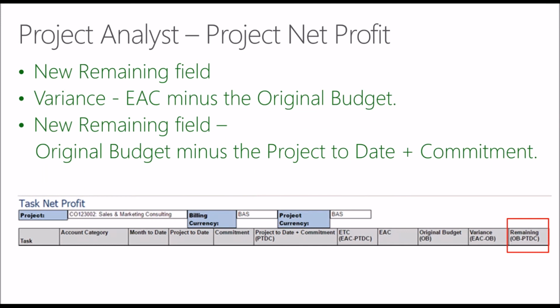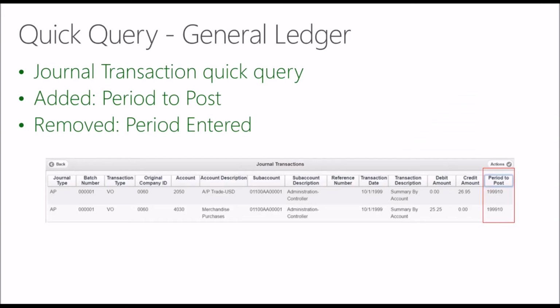Again, we're continuing to get great feedback and make adjustments to the screens to provide people what they need. Now here are some other miscellaneous changes. On the general ledger quick query, we used to put the period entered value into it, but we're a period to post type of company, so having period to post was much more important. If you're in CO2 in the rich client, or on the latest web apps, it will update this quick query to show you the period to post information.